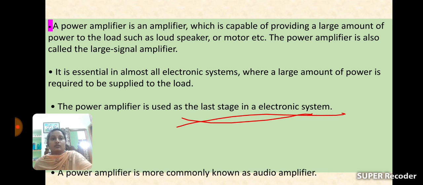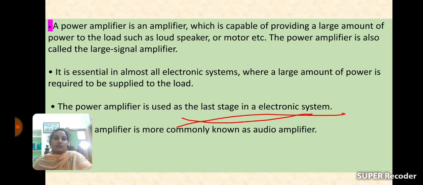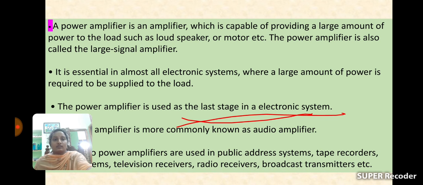So this is about what is meant by power amplifier, where we are using it, and what it is also known as. It is also known as an audio amplifier. Why is it also known as an audio amplifier? Because power amplifiers raise the signal strength of signals that fall in the range of 20 Hz to 20 kilohertz, meaning audio frequency signals only.